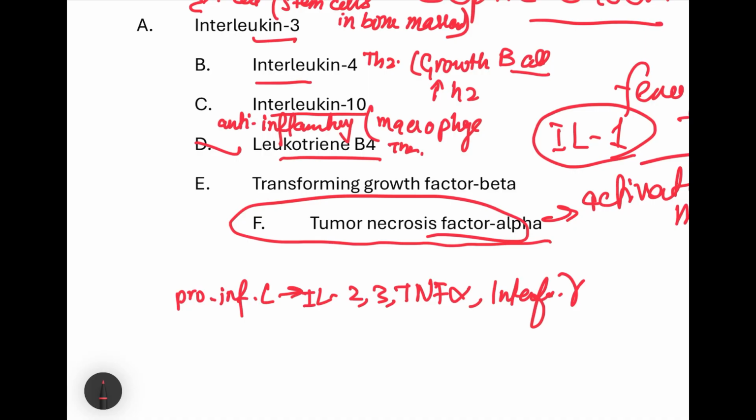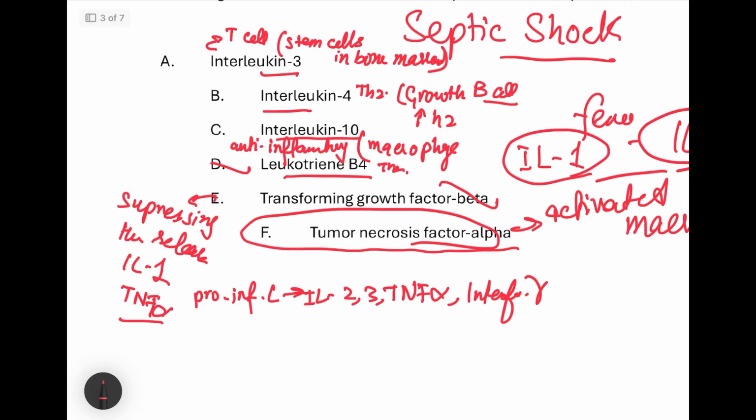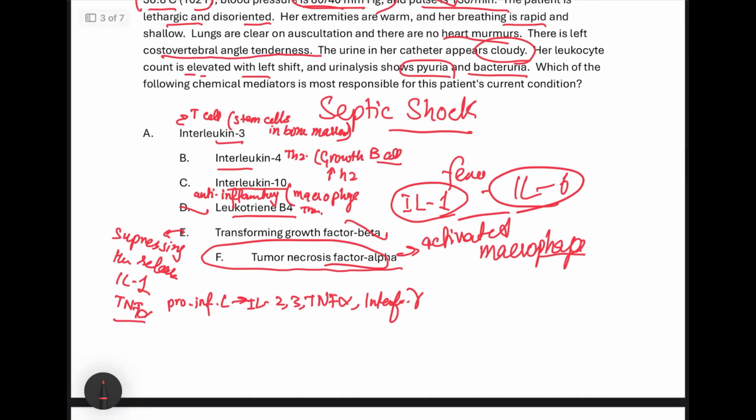And if we talk about transforming growth factor beta, it is released by macrophages and has an anti-inflammatory role in sepsis, including suppressing the release of interleukin 1 and tumor necrosis factor alpha and inhibiting lymphocyte proliferation. That's all about septic shock.